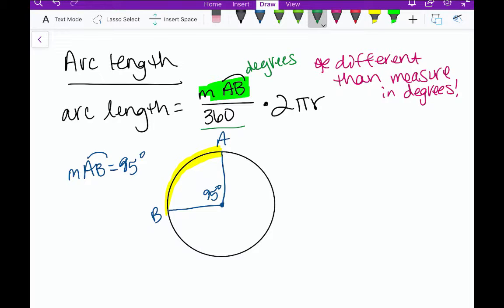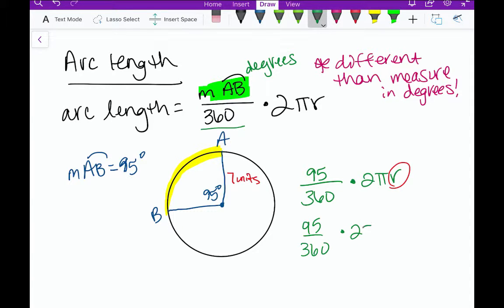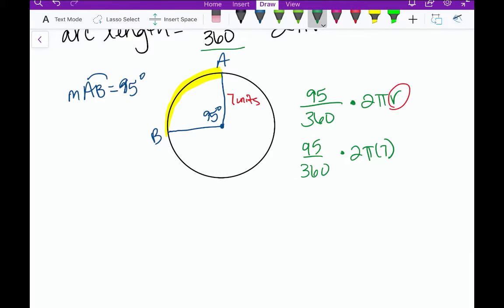So let's go ahead and work this out. So we're going to go 95 degrees over 360. Then we're going to multiply that fraction times the circumference, 2 pi r. So I need to tell you what the radius is. So we're going to say that the radius is 7 units. So our r is going to be 7. So again, 95 over 360 times 2 pi times 7. 2 times 7 is 14, so 95 over 360 times 14 pi.